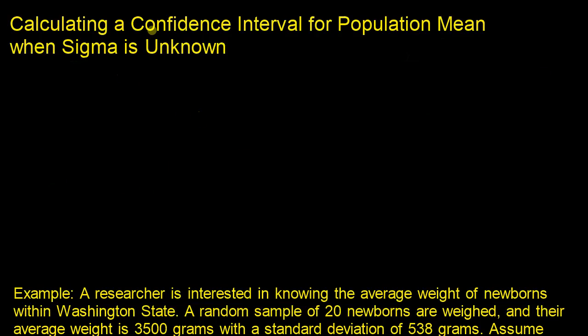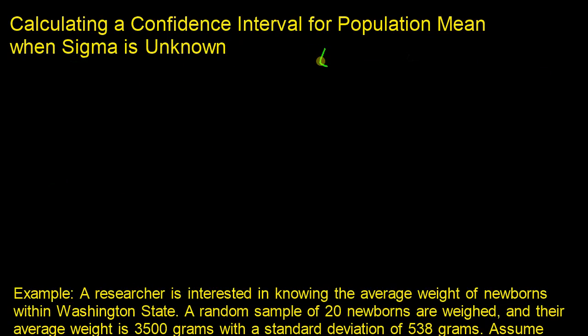In this video, we're going to discuss confidence intervals for population means when sigma is unknown. And then we'll do an example. So first we're just going to discuss the idea of these confidence intervals, and then we'll do an example where we use those formulas that we're about to discuss.